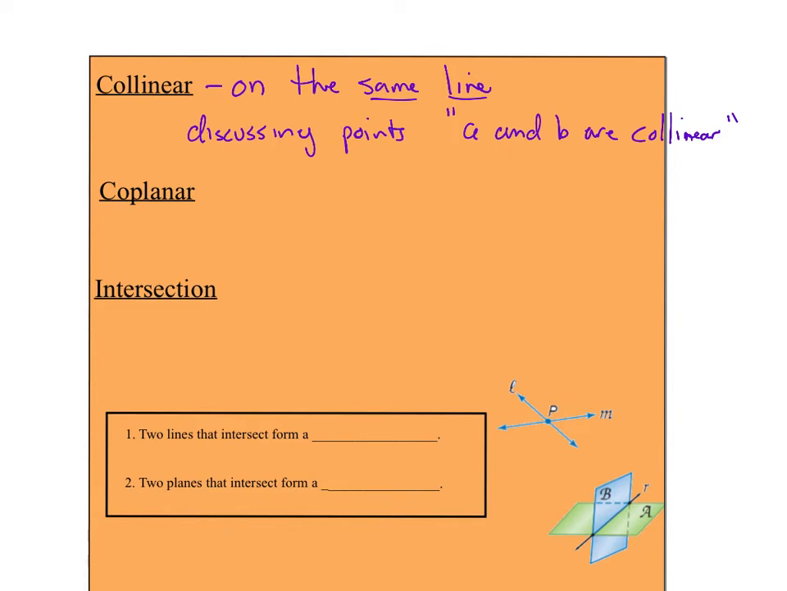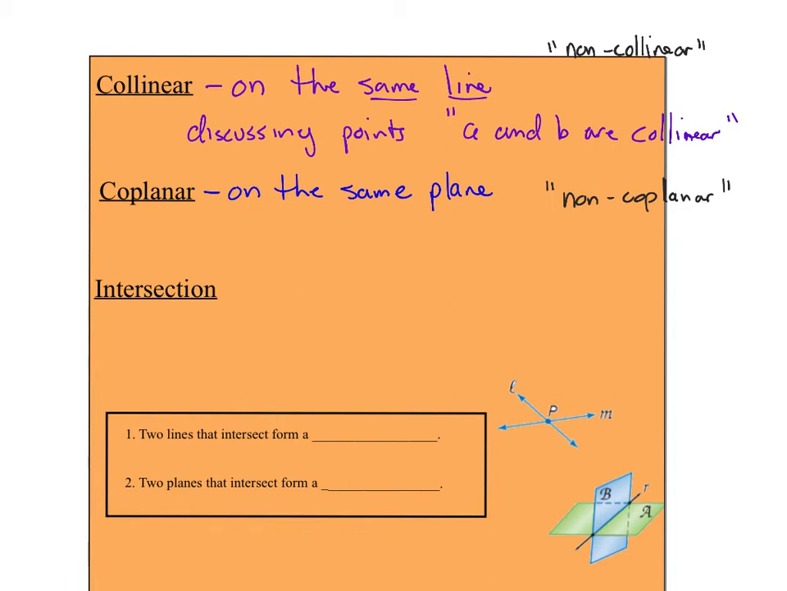Now, coplanar, very similar. Coplanar just means on the same plane. So collinear, on the same line. Coplanar, on the same plane. Sometimes you will see kind of the opposite of that: non-coplanar, or non-collinear. That just means the opposite. So non-coplanar means not on the same plane.